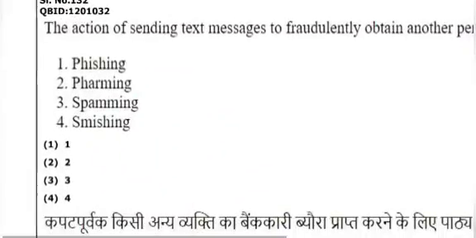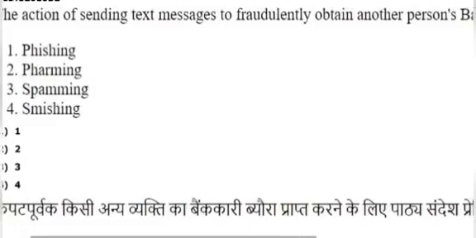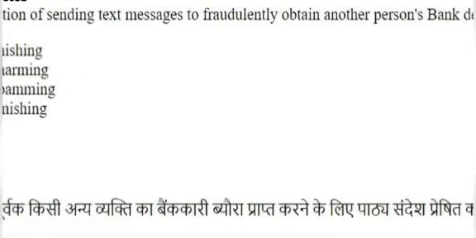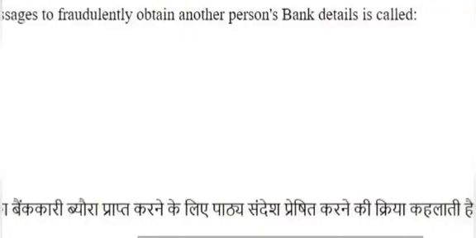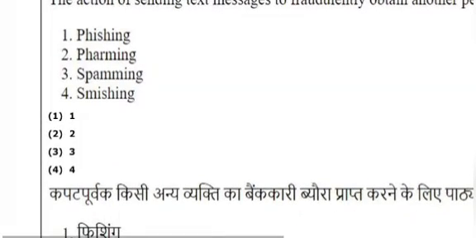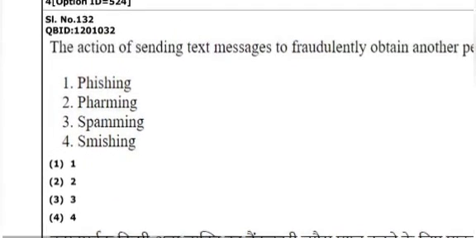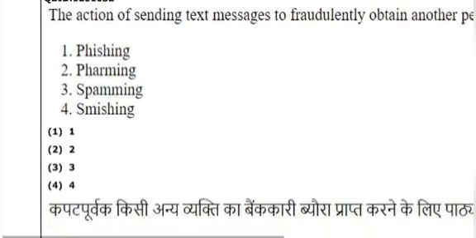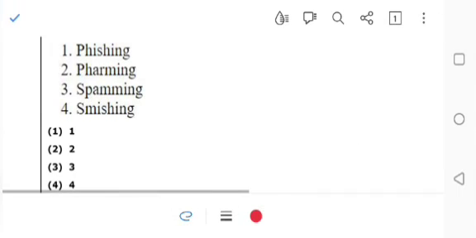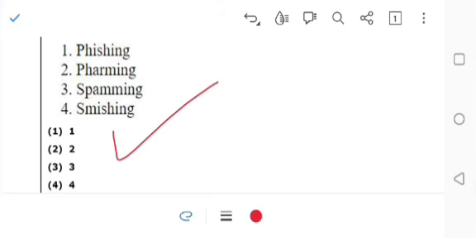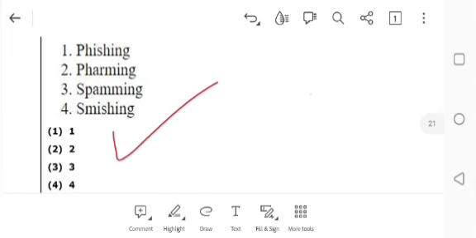Next, 32. The action of sending text messages to fraudulently obtain another person's bank details is called what? Phishing, farming, spamming, smishing. 32. It will be option D. Smishing. S-M-I-S-H-I-N-G. Smishing.